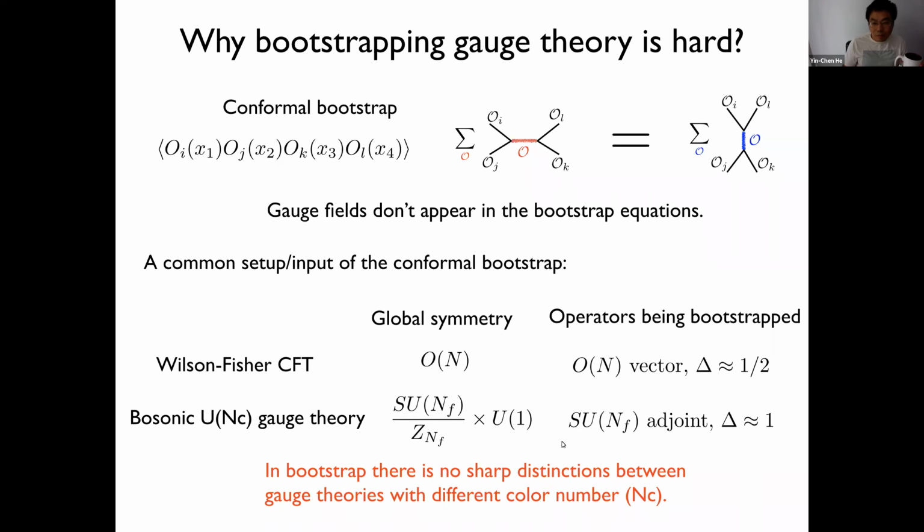That's true for some gauge theories, but actually here, let's say for this U(N) bosonic gauge theory, the monopole is always a singlet under the SU(N_F), so there's no sharp distinction. Even for many gauge theories, the representation of monopoles also has no dependence on the color number.